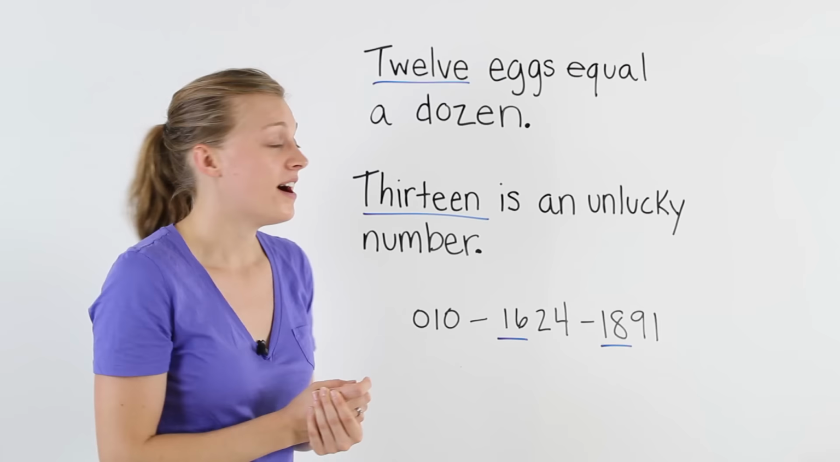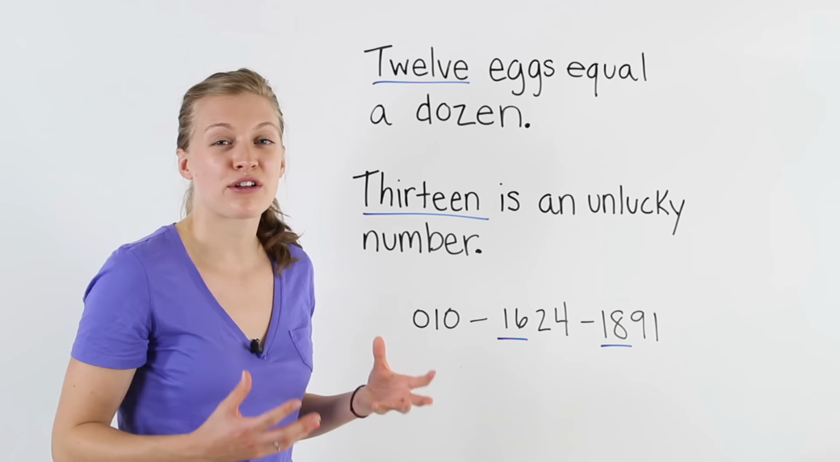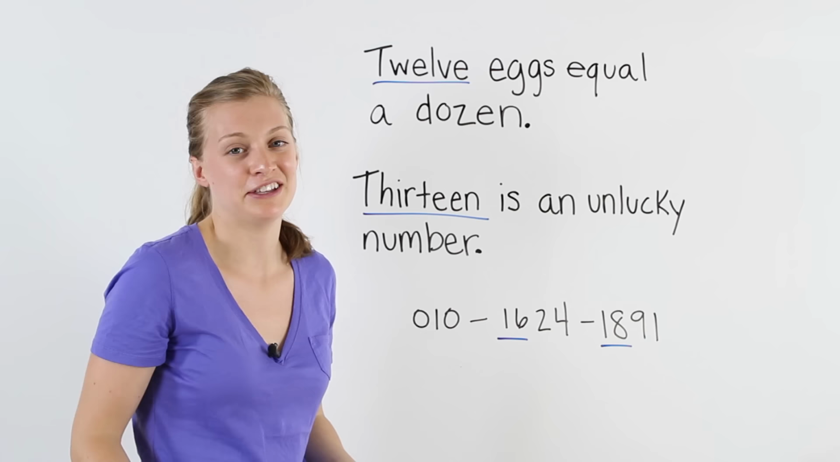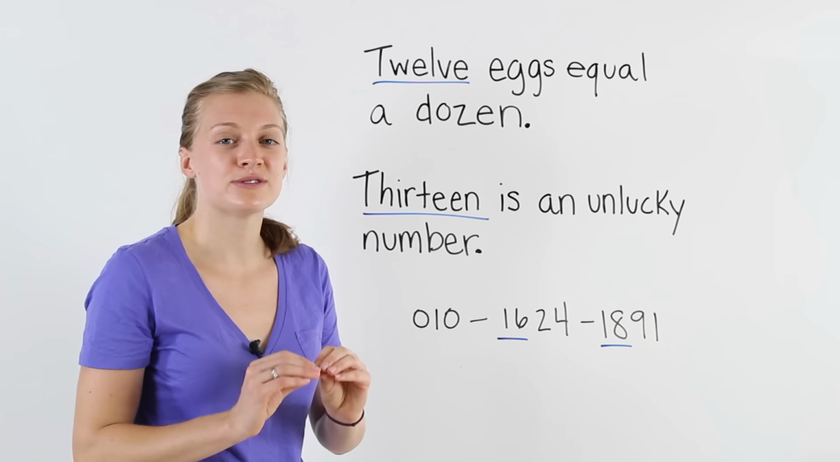Now we have 13 is an unlucky number. In the United States, the number 13 is a really bad number. It's an unlucky number. But 30 is not an unlucky number. If you said 30 is an unlucky number, people would not know what you're talking about. So make sure you use 13 is an unlucky number.